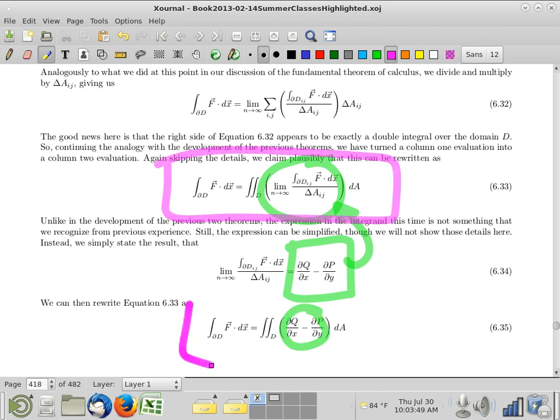This turns into that, and this is our first version of Green's theorem. It's kind of like a fundamental theorem of line integrals. It relates an evaluation over a region to an evaluation on its boundary, different kinds of evaluations. Nevertheless, very analogous.